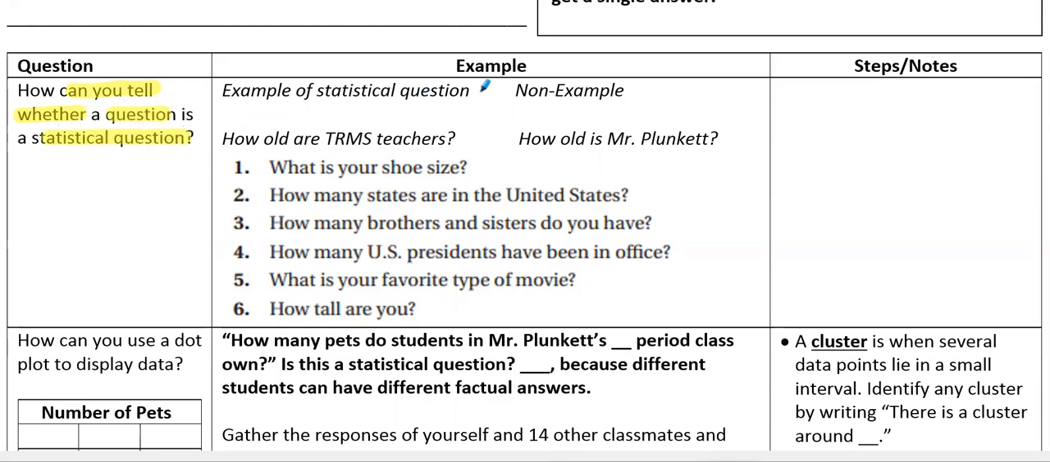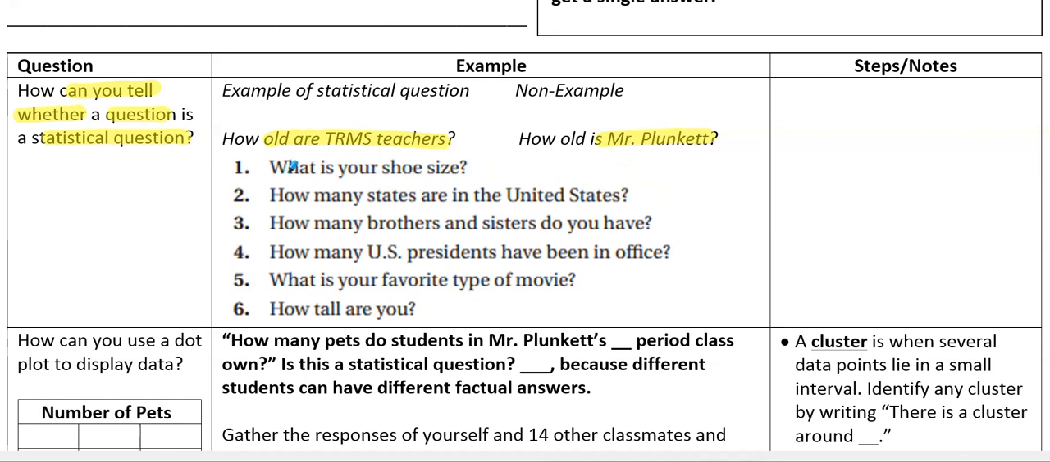Okay, an example of a statistical question and a non-example. Here's an example. How old are Travis Ranch Middle School teachers? Do we expect to get one answer for that? I should think not, because different teachers are different ages. Whereas a non-example, so not a statistical question, is how old is Mr. Plunkett? And everybody knows that he's 83. So that has one answer, right? That's just one answer. You're not going to be able to construct a data set.